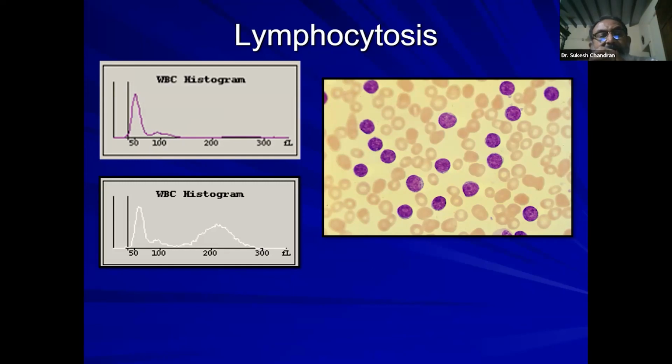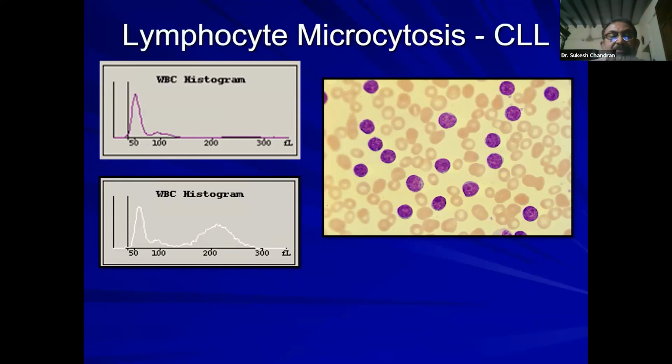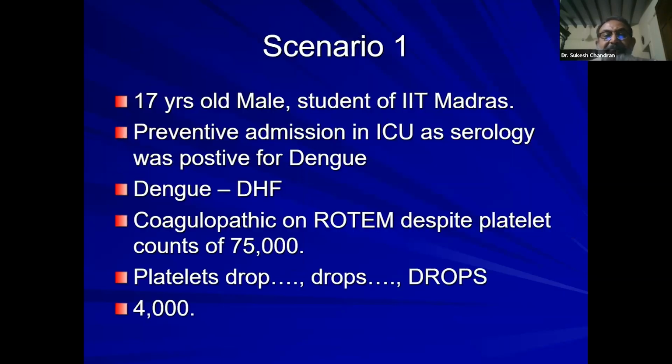Now you can tell me the lymphocytes are looking smaller. So these are smaller lymphocytes, which is called lymphocyte microcytosis. When you get lymphocyte microcytosis, it is most likely CLL, otherwise follicular lymphoma grade 1. So this patient was actually a patient with CLL. When I look at this histogram, I can easily tell the diagnosis of CLL without looking at the smear.